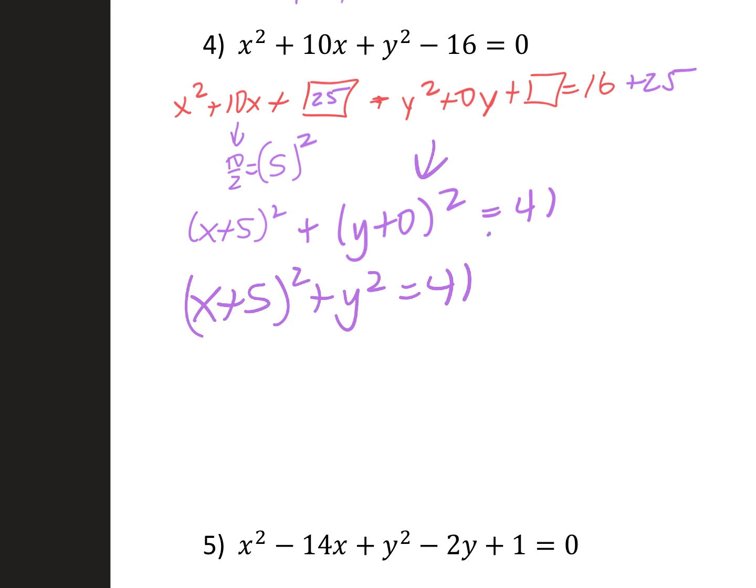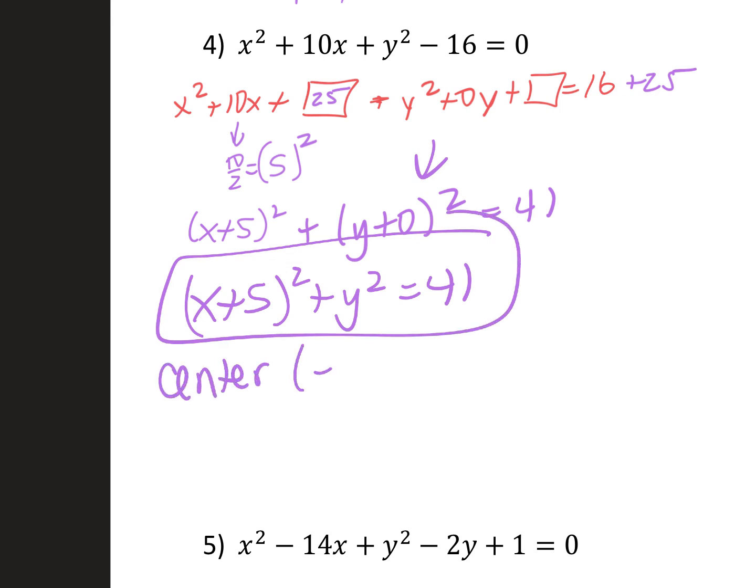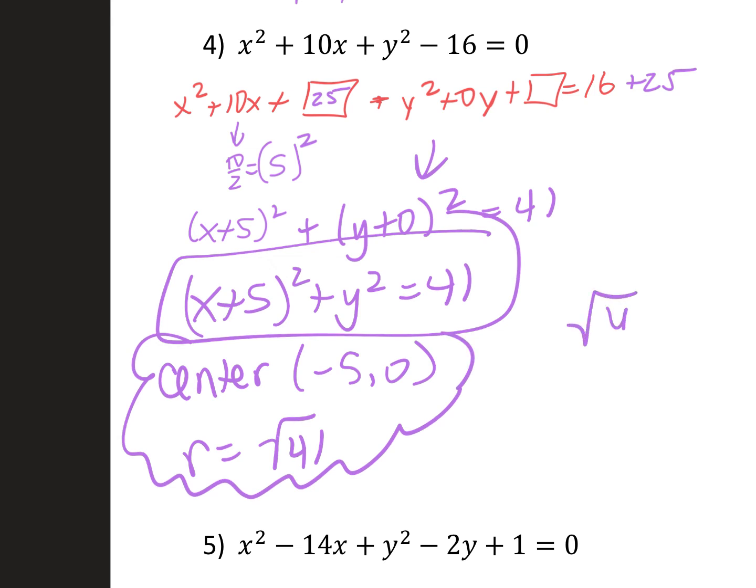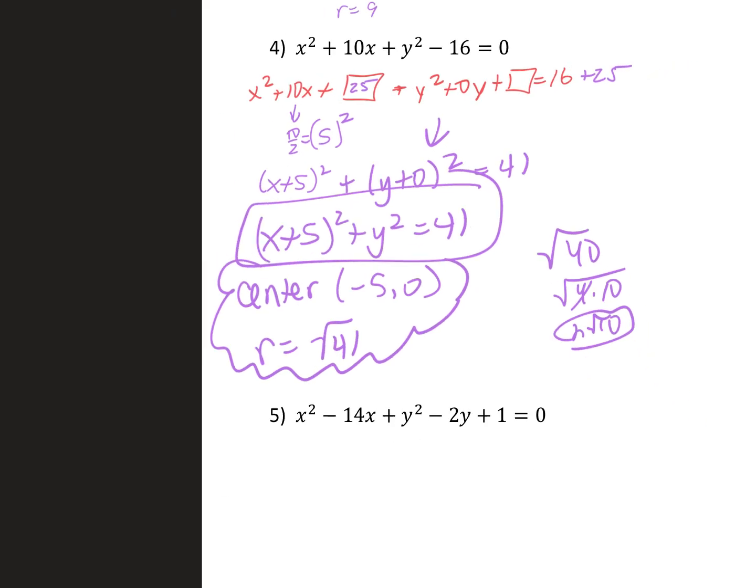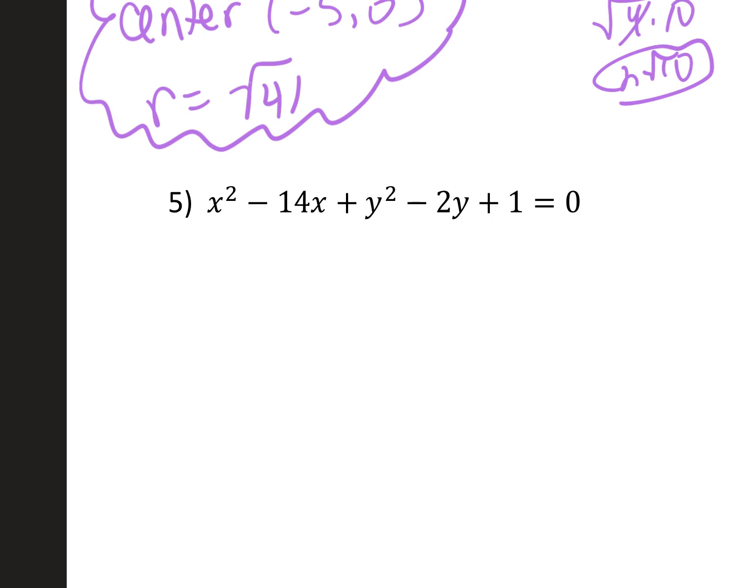So your center here, guys, here's my equation. What's your center? It's -5, 0. Perfect. And then what's your radius? The square root of 41. If that broke down, say it was the square root of 40. It's not, but just say it was. What would that break down to? This is 4 times 10, right? So this would be 2 root 10. You are going to have to simplify if your problem simplifies. So just make sure you guys are on top of that.